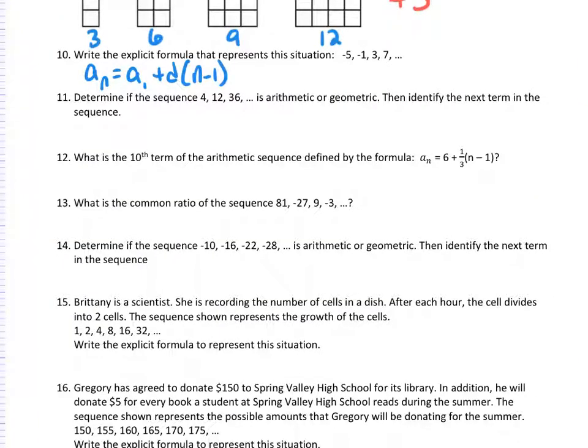Number 10, write the explicit formula that represents this situation. Well, this is an arithmetic sequence because they're adding 4 every time, so I went ahead and wrote the arithmetic explicit formula in blue. So we need to write this now with these numbers. So a sub n equals, a sub 1 is my first term, and my first term is -5. They're adding 4 every time, so my common difference is +4, and then I bring down my n minus 1. So what's written in red is my answer.